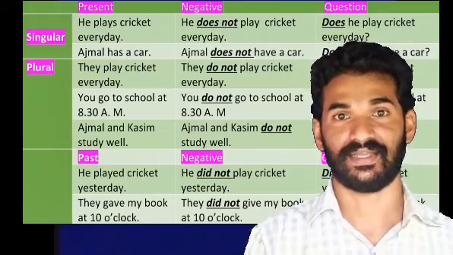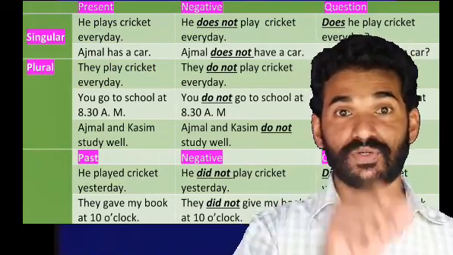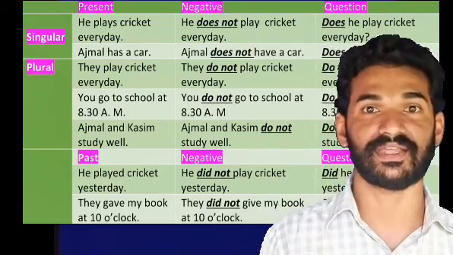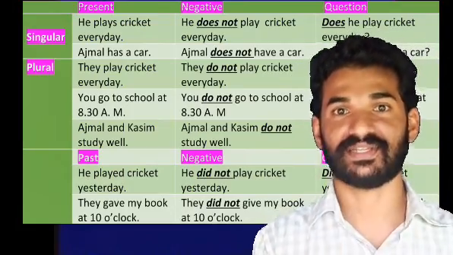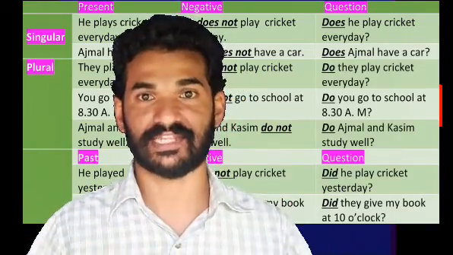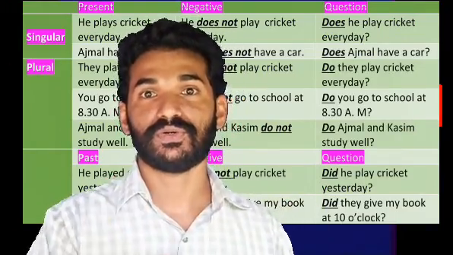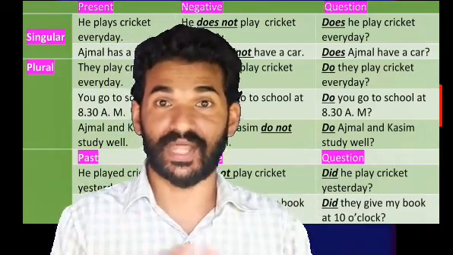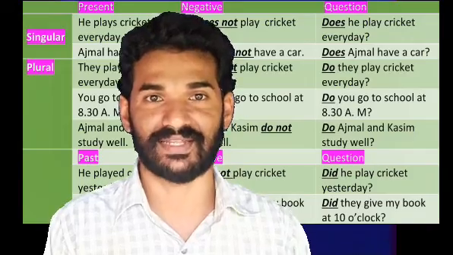That's it. Here the sentence, you go to school at 8:30 a.m. The negative is you don't go to school at 8:30 a.m. Simple. So for a question, when you take the do from there and place it in the front, it will turn into a question. Do you go to school at 8:30 a.m.? It's very easy, right? Okay.